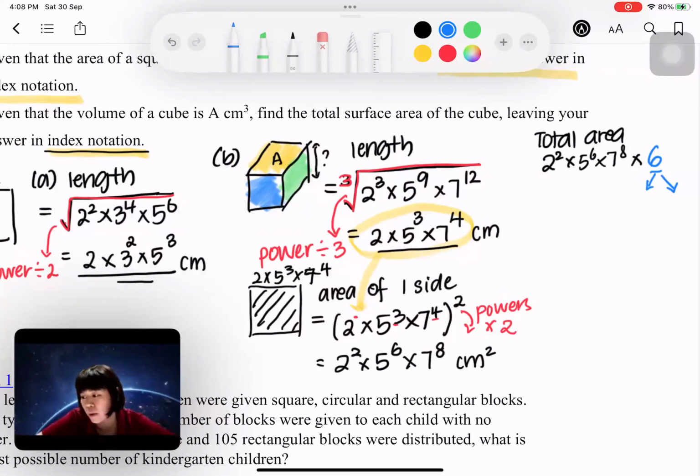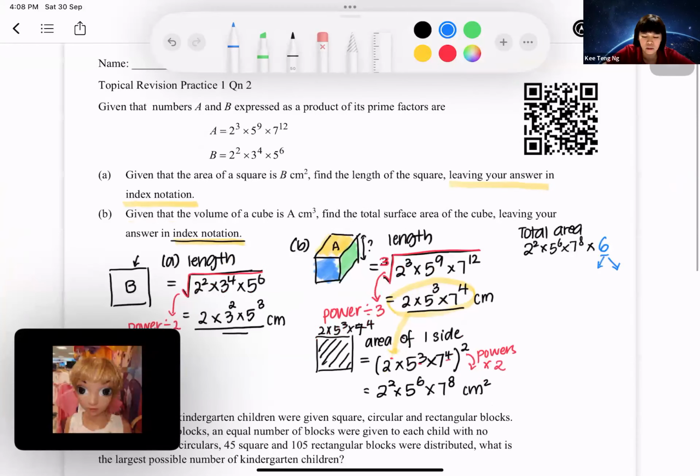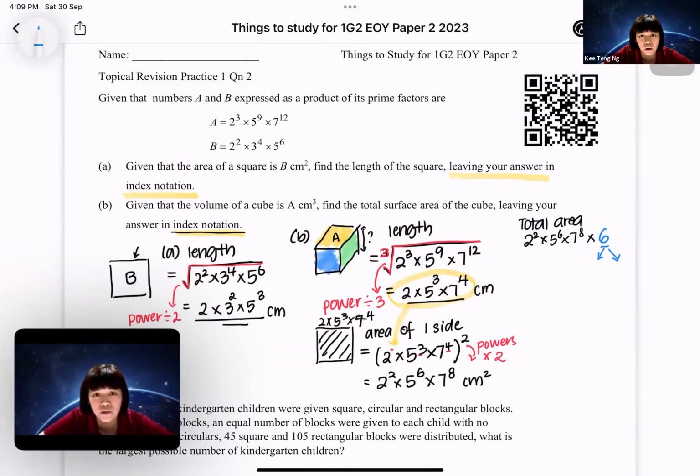First question, things to study for paper 2, the day that I gave out the paper. I was standing outside your classroom when you finished your exam. So Jared, got the paper ready?